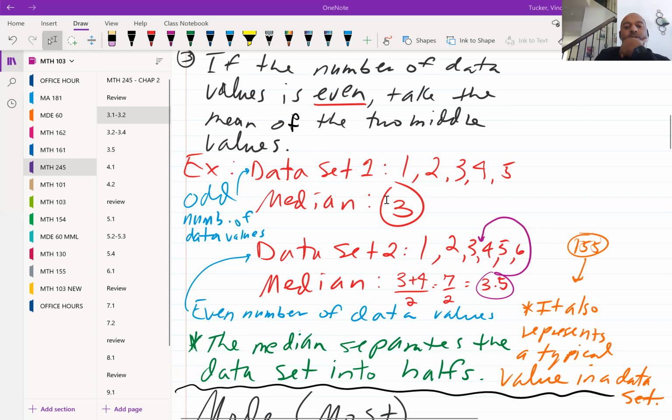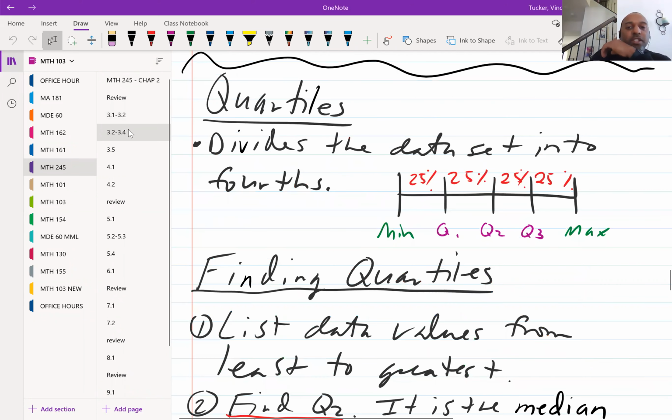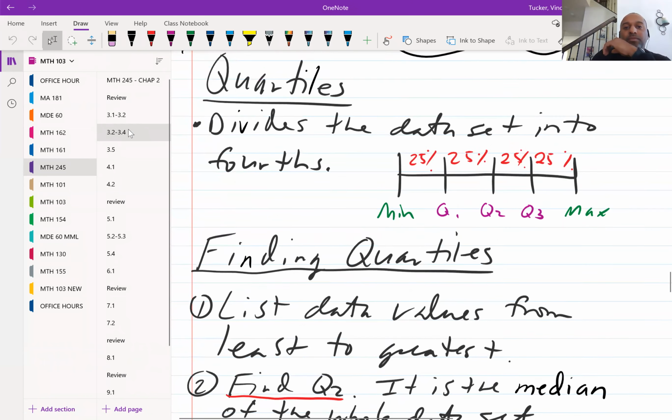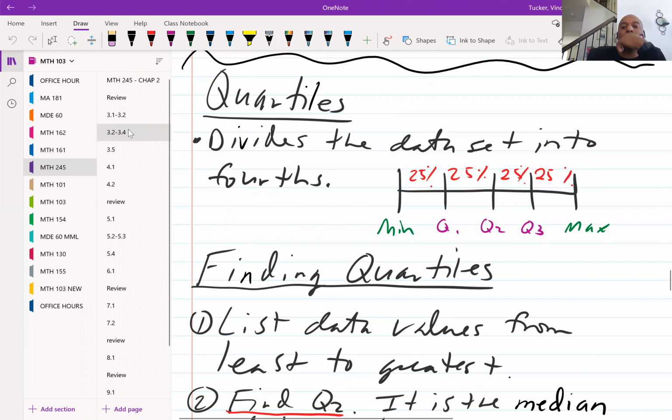Anybody still copying? All right, so we're good to go to the next page. All right. So the next thing is our quartiles. Our quartiles divide the data set into fourths.